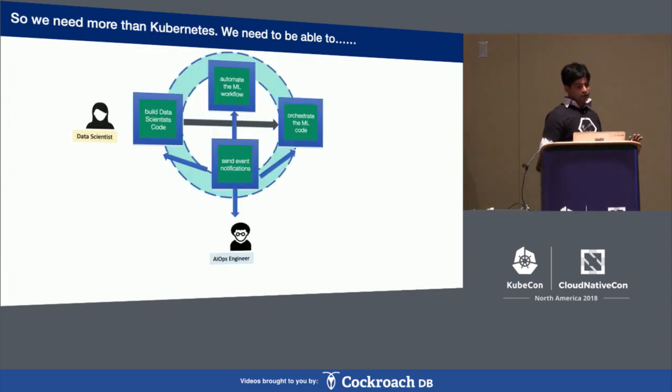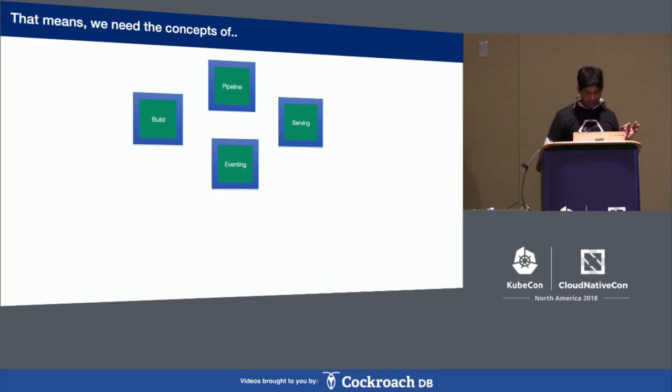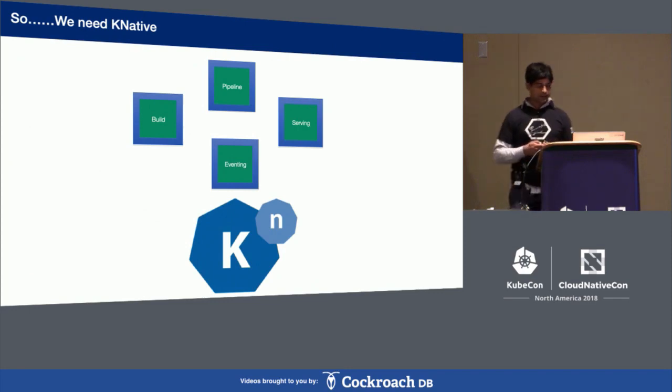So we definitely need more than Kubernetes. We need to build data scientist code. We need to be able to orchestrate that machine learning code. And beyond that, we need to be able to handle certain events and triggers, and we want to automate that whole machine learning workflow. So that means we need the concepts of build, serving, eventing, and pipeline. So we need Knative.